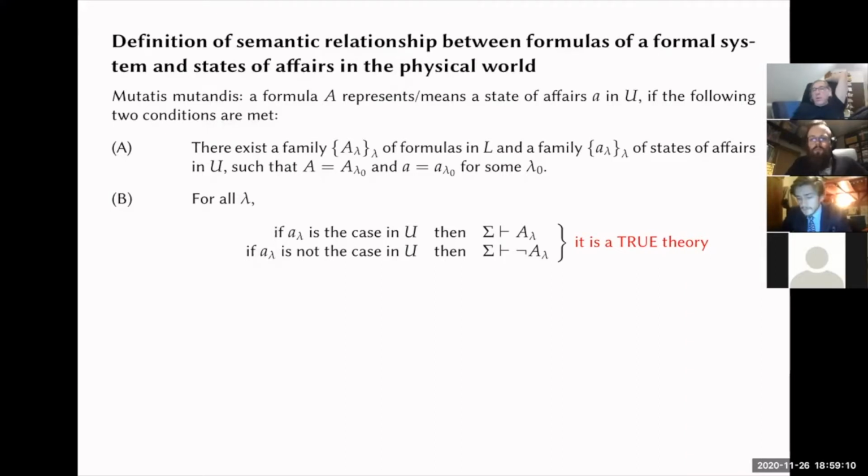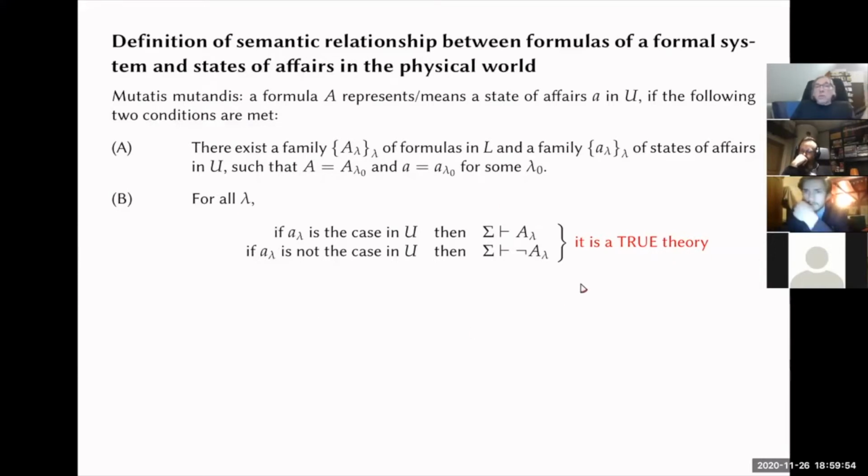And of course, if a theory is such that everything predicted by the theory is correct, it means that this theory is a true, faithful theory of its subject matter. Okay? So, this second condition is actually a necessary and sufficient condition for the theory to be true. Okay?